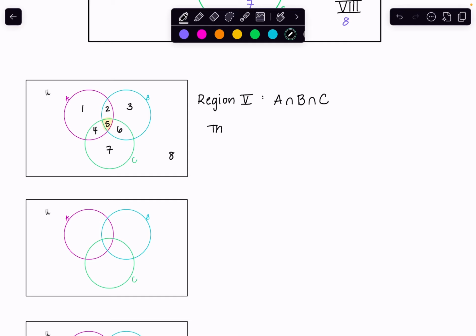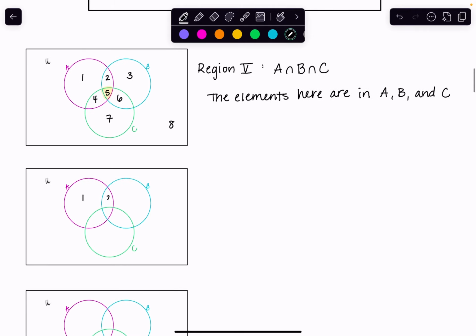Okay? So the elements here are in A, B, and C. Remember that intersection represents and. If I instead talk about the union of the 3 sets, okay. If I look at A union B union C, it still does the same thing where it's going to meld all of the 3 sets together.